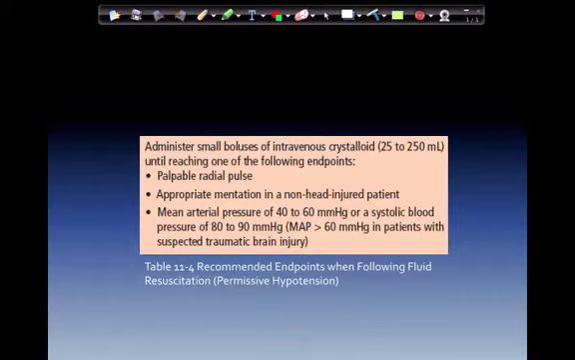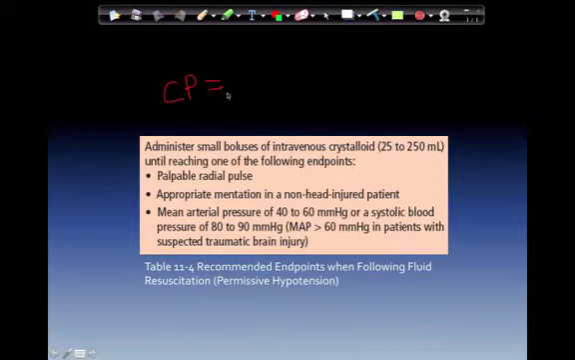Administration: small boluses of intravenous crystalloids, normal saline or lactated ringers, until reaching one of the following endpoints. If you have a radial pulse, appropriate mentation in a non-head injury patient, mean arterial pressure 40 to 60 millimeters of mercury, or a systolic blood pressure of 80 to 90 millimeters of mercury. MAP greater than 60 in patients with suspected traumatic brain injury. They have to be able to perfuse their head.